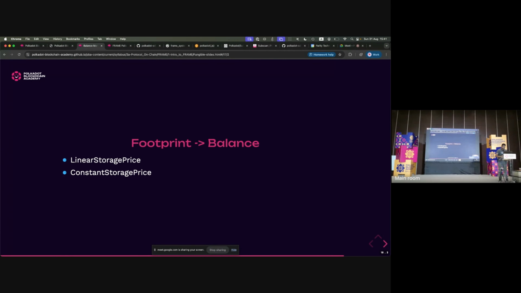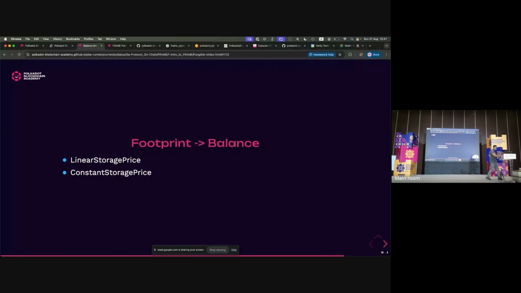So, and how do you do it? FRAME already provides you two implementations. There's a linear storage price and a constant storage price. Constant storage price does not increase based on increased footprint. Linear storage price increases with increased footprint.